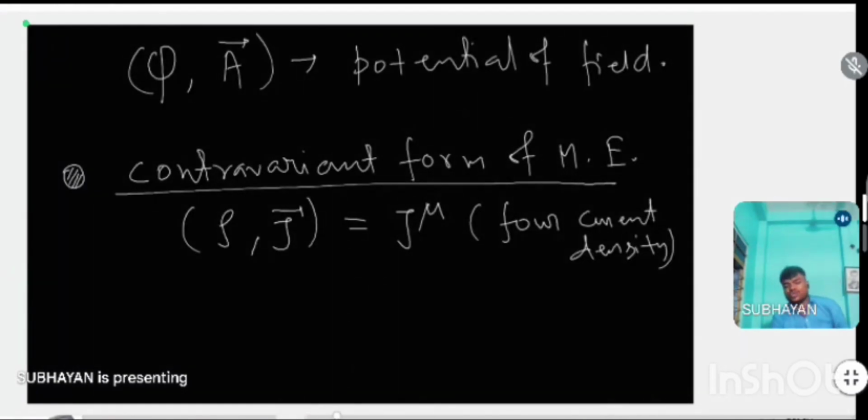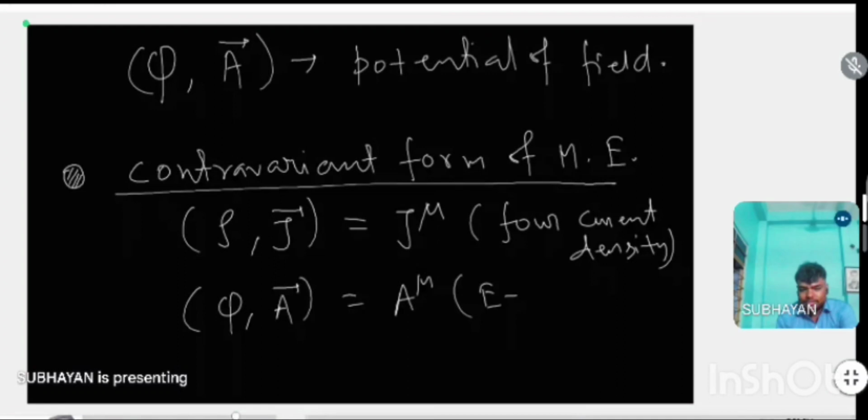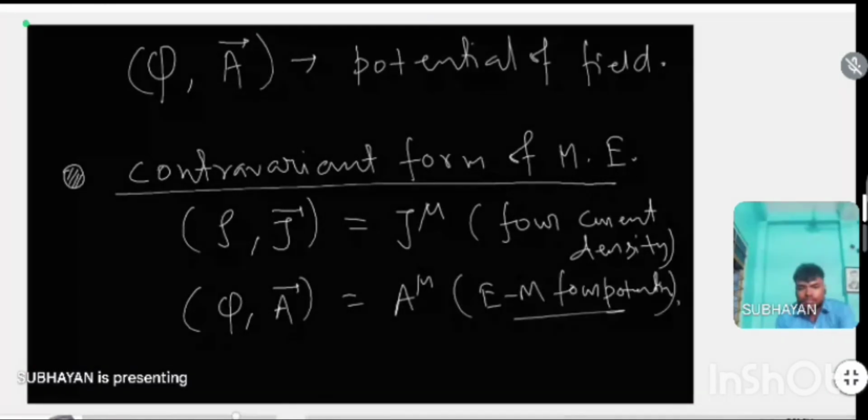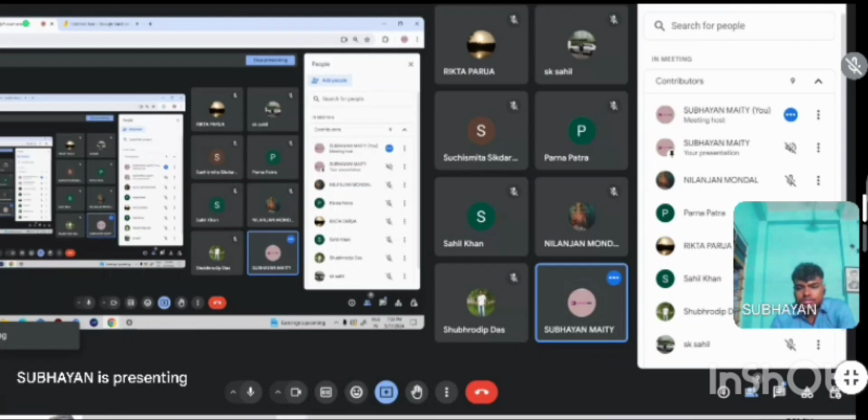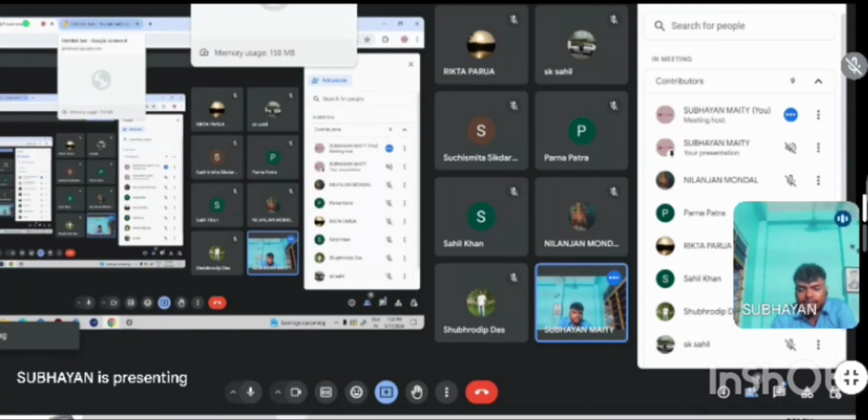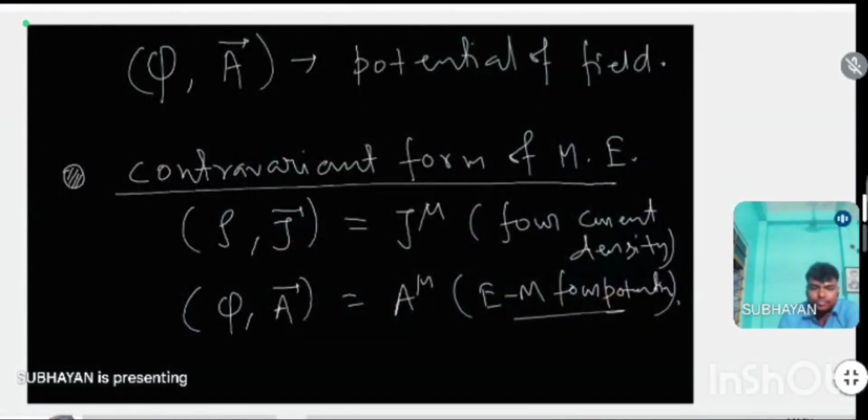That means the zero component of J is rho. Okay. And the potentials phi and A, this is A mu, this is called the EM four-potential. Okay. So in terms of these potential terms, you can express the Maxwell equation.